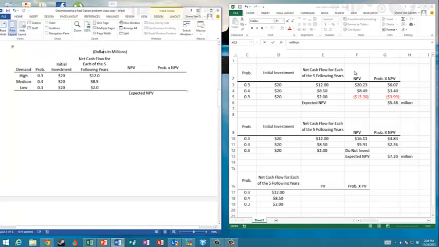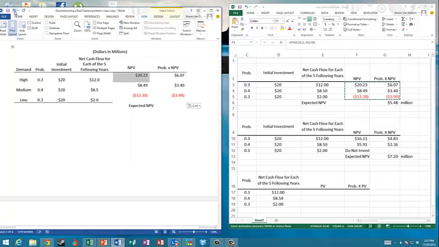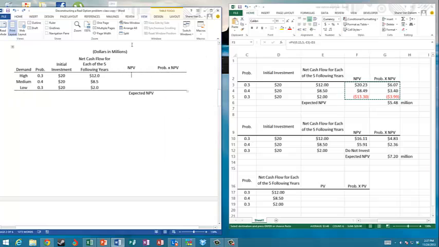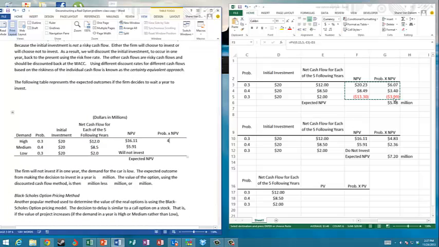So up here, we get 20.23, 8.49, negative 13.30, 6.07, 3.40, negative 3.99, and my expected NPV in the first case was 5.48 million. Scroll down here, I get 4.83, 2.36. Then in this case, I won't invest, so that's just 0. So my expected NPV is 7.2 million.